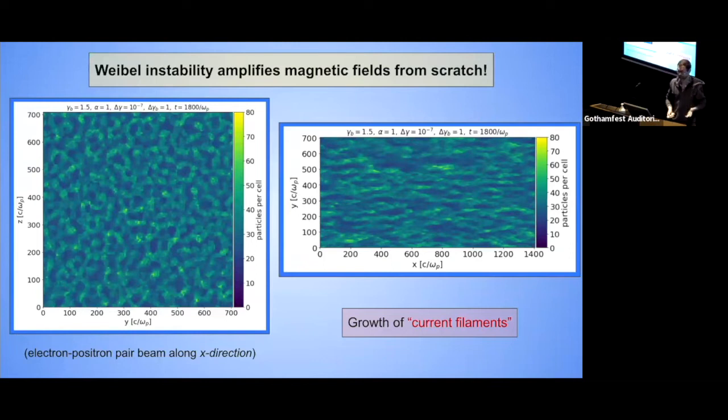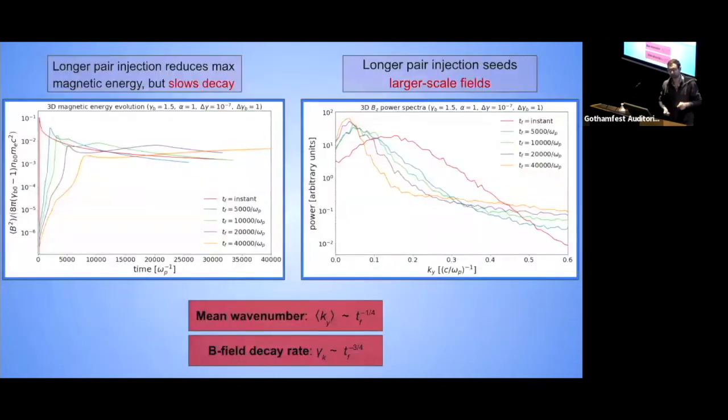That's a real problem. But in our simulations, we believe the key is the continuous injection of electron-positron pairs into the upstream medium. We find that the longer we inject these pairs into the upstream medium, the lower the maximum magnetic energy in the upstream, but the slower the magnetic fields decay, as can be seen on the line plot to the left. And this is because as we continually inject more and more pairs into the upstream, we're continually feeding the Weibel instability.